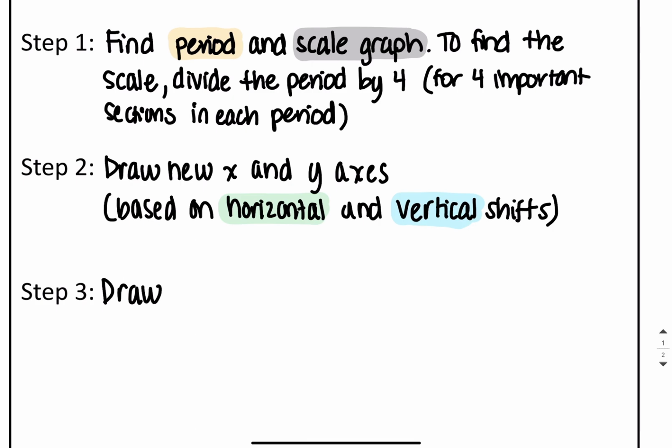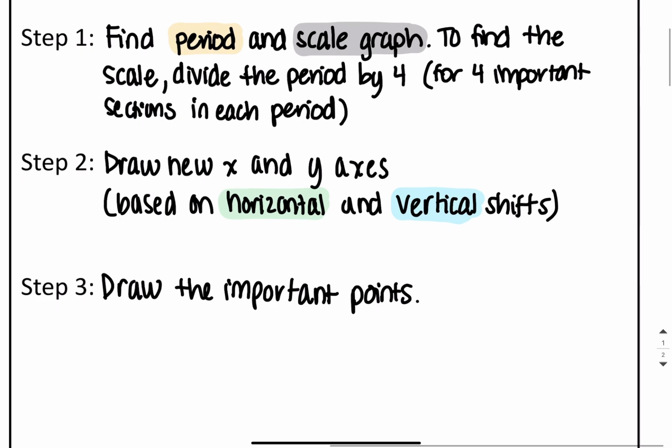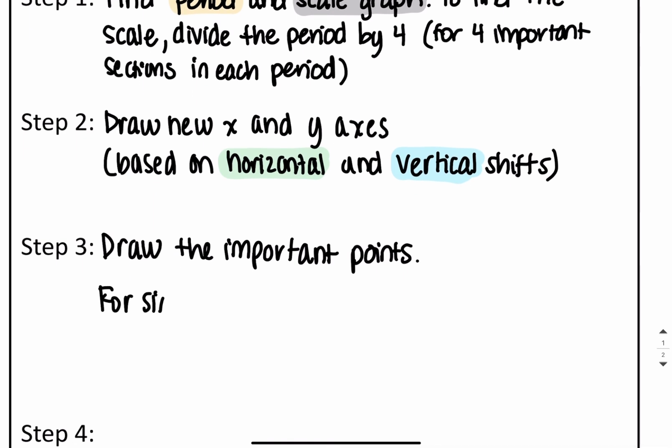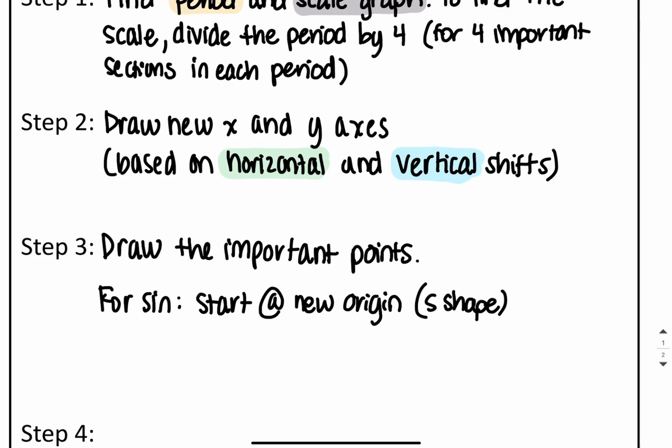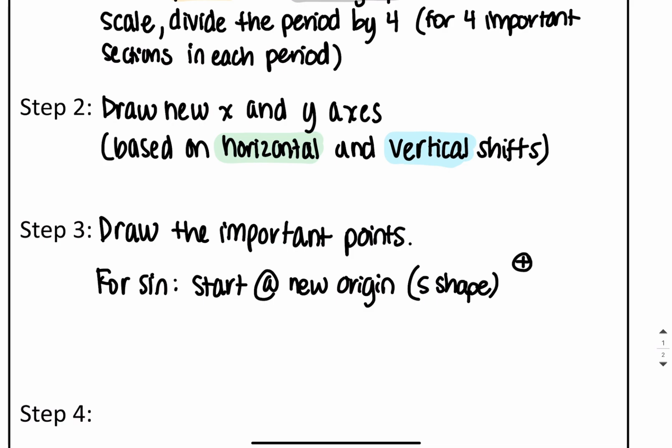After I do that, I'm going to draw the important points. I have for sine, it's going to be different than cosine. For sine, I'm going to start at the origin, so at the new origin. And then it's an S shape. And then again, for positive, I'm going to be going up and then down. And then for negative, I'm going to be going down from the start.